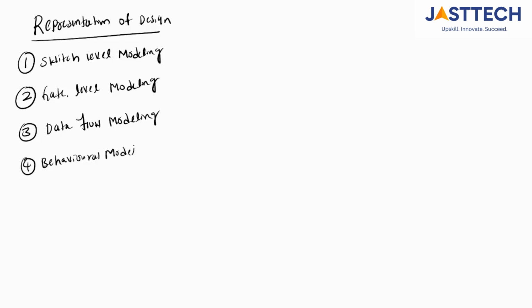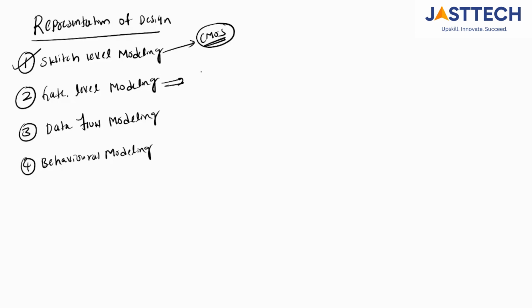Switch level modeling is nothing but you are representing your circuit in terms of CMOS circuits. That means this is low level modeling. You are writing the code for this low level, and that is nothing but switch level modeling. And gate level modeling means you are writing code in terms of gates.